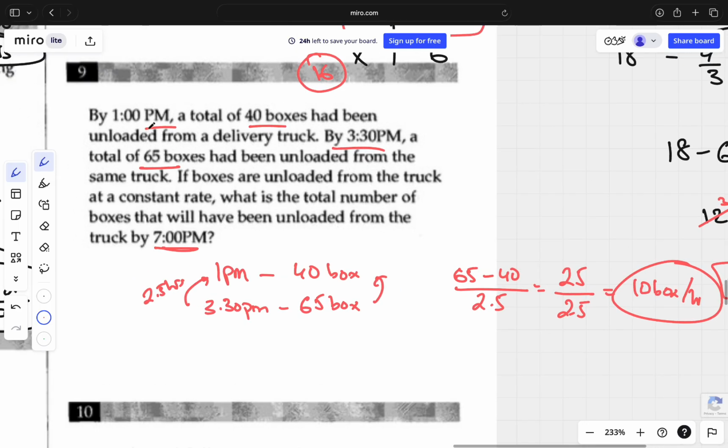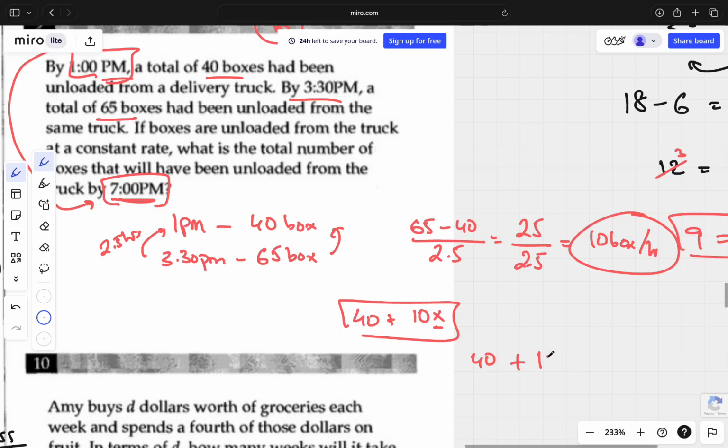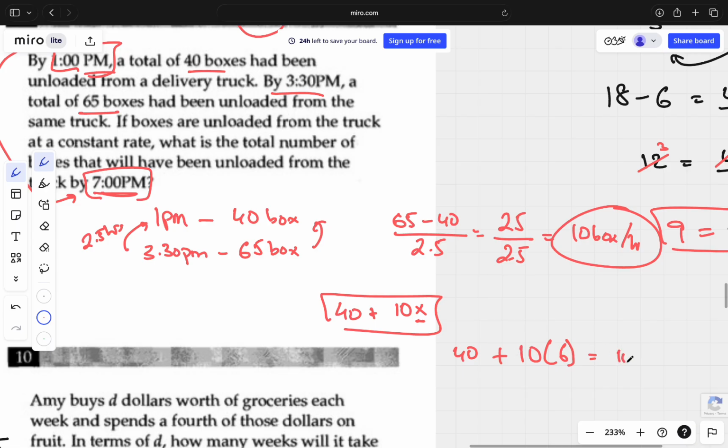So we know that the rate is 10 boxes per hour. Now let's say from 1 p.m. to 7 p.m. it's going to be 6 hours. So at 1 p.m. we have 40 boxes, and then it's going to increase by 10 boxes per hour. So it's 40 plus 10x, that's our equation. And we need to find the number of boxes at 7 p.m., right? So from 1 p.m. to 7 p.m. it's going to be 6 hours, which means x is 6. So 40 boxes plus 10 boxes per hour, and we have 6 hours in total, which means 40 plus 60, which is 100. So by 7 p.m. it'll be 100 boxes that will have been unloaded.